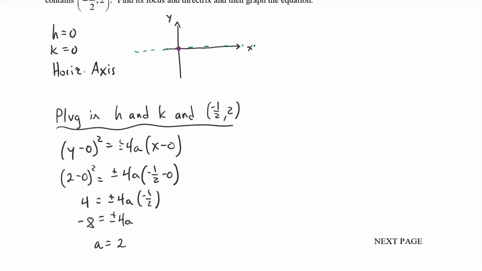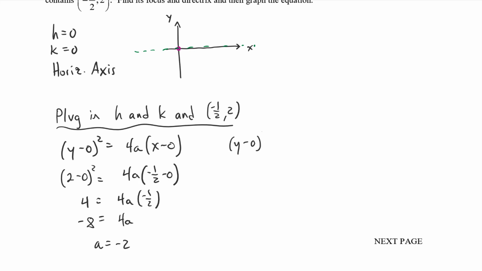Right, I guess we don't really need the plus or minus. We can take care of that later. That's probably just making things more complicated than they need to be. So if we solve that, we get a is negative 2. So let's go back and plug everything in.